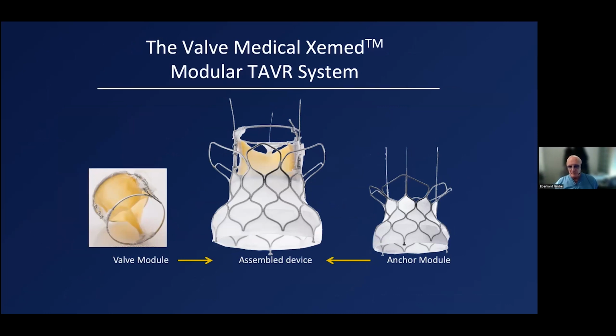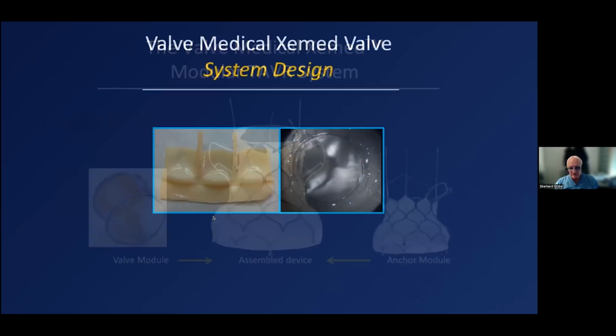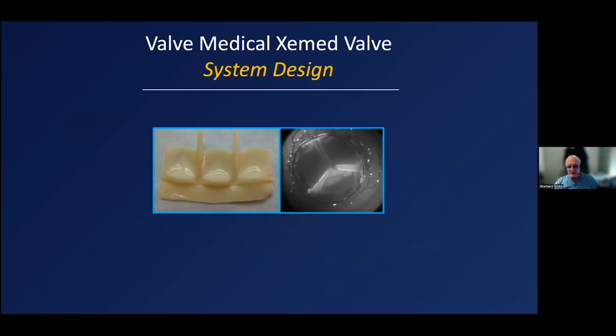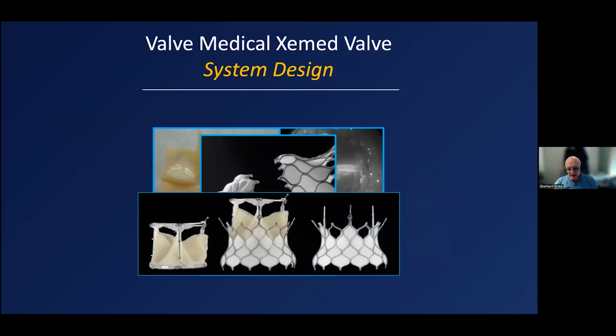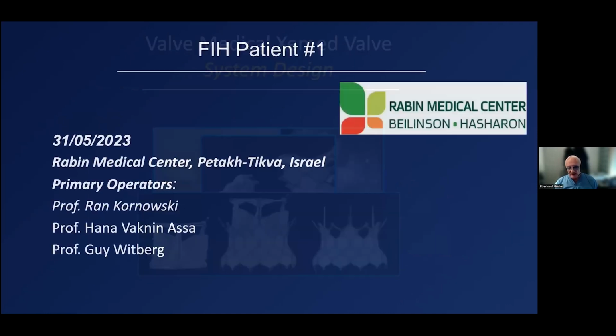Recently done the first in man, the Valve Medical ZMed modular TAVR system, consisting of a valve module shown here and the anchor module. In the middle, you can see the assembled valve. It does have a 3D one-piece technology, bovine leaflets, and it has a polymer swelling material that, once in contact with blood, is swelling, reducing PVL, and obviously this valve can go to very, very low delivery catheters.